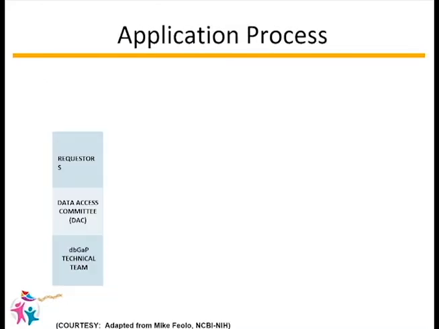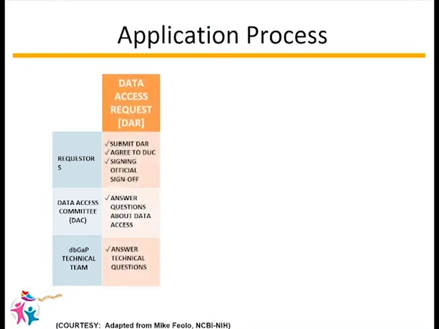So here's the application process in a nutshell. We have the requesters, the data access committee, which I'm going to be the chair of for Kids First, and the dbGaP technical team. So overall, the person is going to submit a data access request. The requester has to submit the data access request. They have to agree to the data use certification, and the signing official actually has to sign off on the application. Until that happens, it never enters the data access committee system. It turns out one of the pinch points in the system is that the signing official doesn't sign the application.